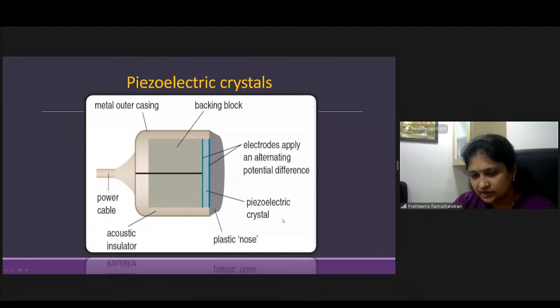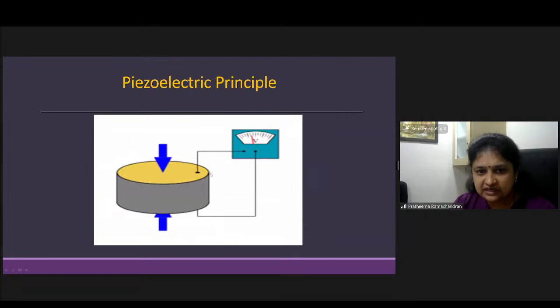So the principle is that the ultrasound is changed to a movement of the small crystals, and these crystals change and show as an electric signal. So this is what is seen on the screen of the ultrasound machine.